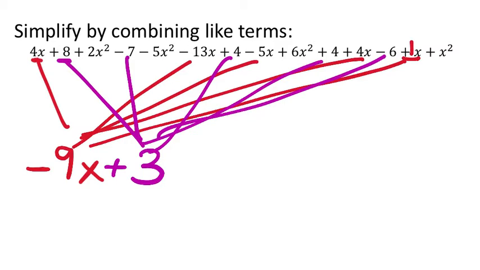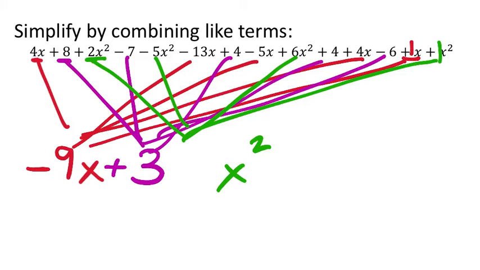And then all the other terms that I have are x to the power of 2 terms. So I'll do these ones in green. And so I'm looking for any x to the power of 2 terms. There's 2 of them. There's negative 5 of them. There's 6 of them. And then again, there's a 1 right there, 1 of them. Okay. So combine those. 2 minus 5 and plus 6 plus 1. Enter. That's positive 4. So we show this positive as plus 4, 4 times x to the power of 2.